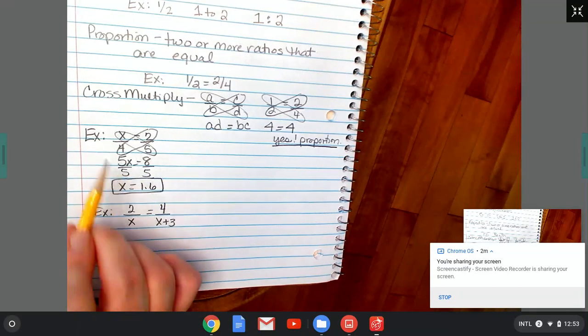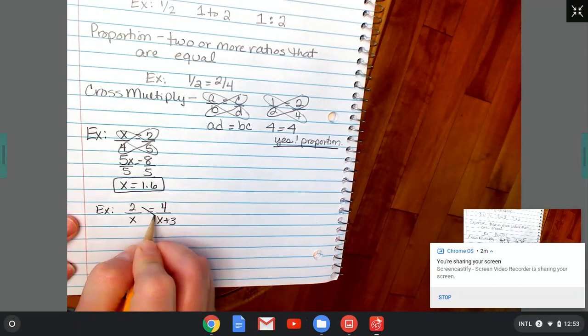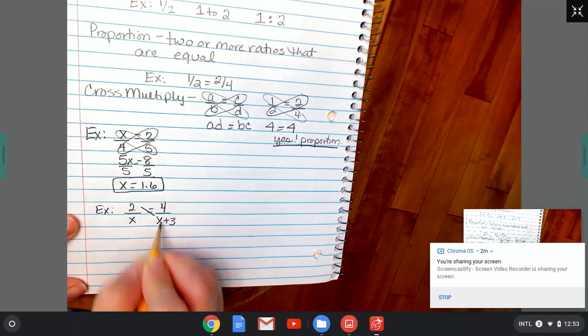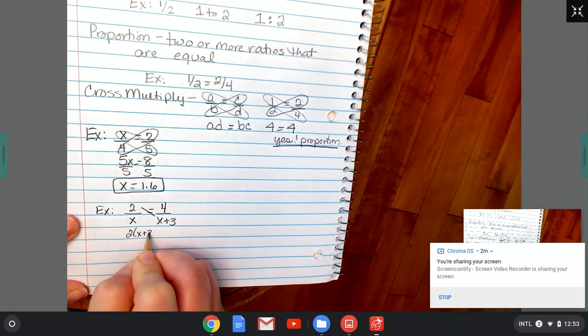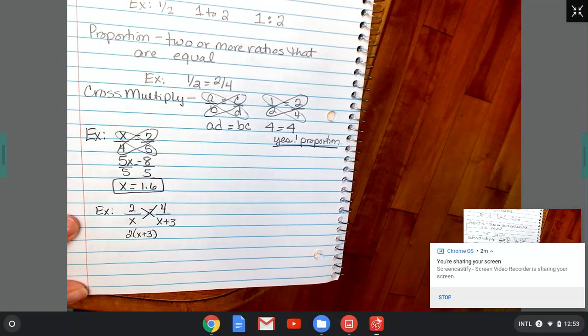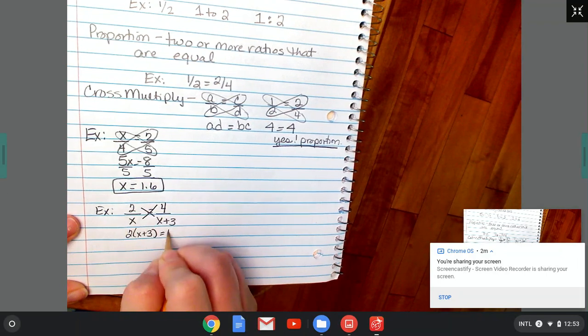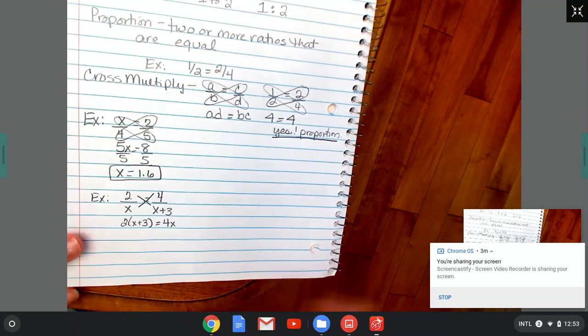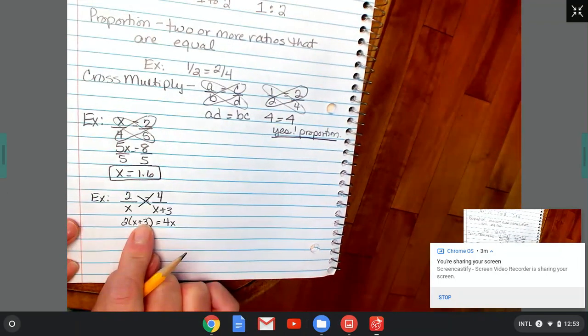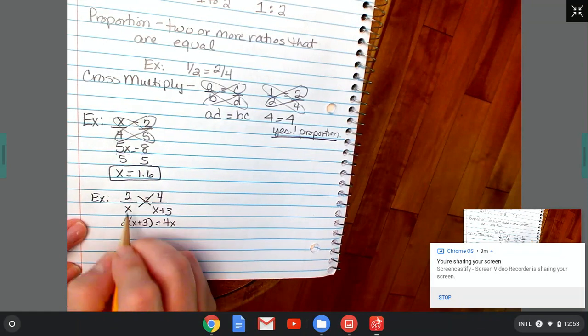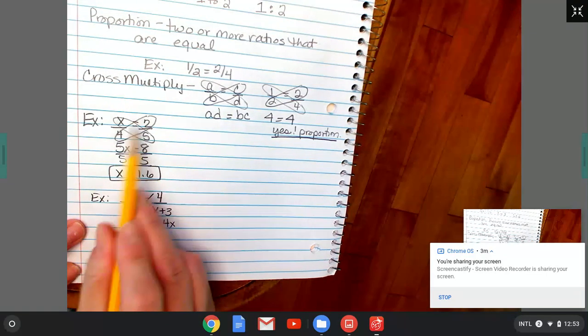Instead of doing the butterfly image, I'll just do a little cross. So the top times the bottom: 2 times x plus 3. And those two: 4 times x is 4x. Okay, so if I don't write it like this, I'll write it this way with a little cross in the middle. Now, this one didn't have anything to distribute.